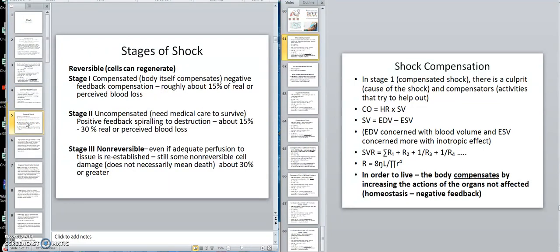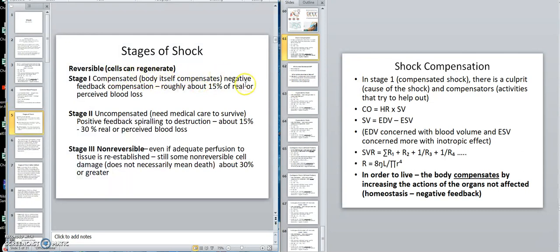So now we come into the stages of shock I want you to know about. All right. Reversible stages, stage 1 and stage 2. Non-reversible, stage 3. Okay. Stage 1, which is reversible, is compensated shock. We're going to talk about that in a little while.